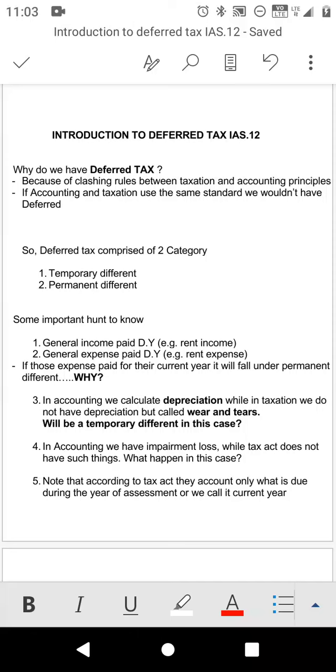Okay, so today we're going to do IAS 12 in this video, which is deferred tax or taxation. So this video that I uploaded first is an introduction to deferred tax. It is very important before we deal with a difficult transaction of deferred tax. You must be able to understand the principles so that when we go deep you won't have a problem.